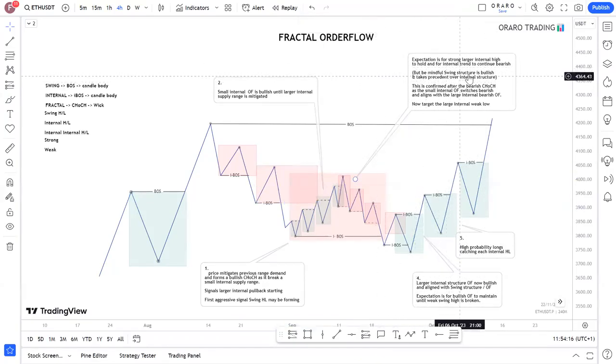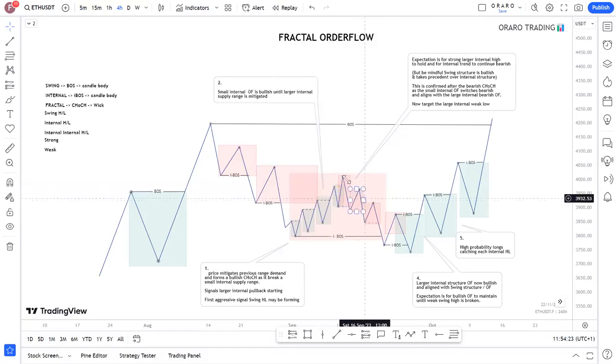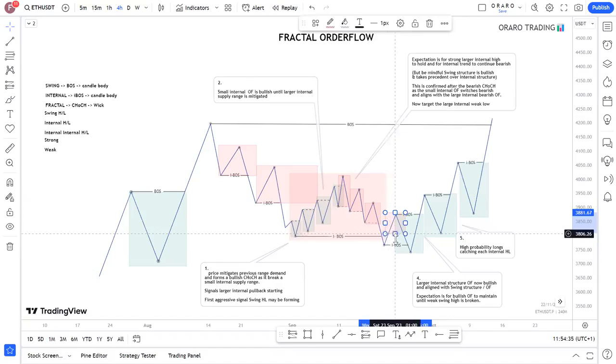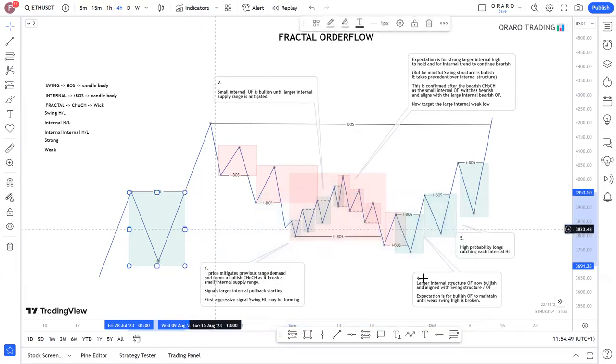But be mindful, swing structure is what? Bullish, and it takes a lot of money for price to continue downward. Then finally, internal structure has switched bullish. So the same thing that happened here will not happen again in this line. Then larger internal structure is now what? Bullish. And it's aligned with what? The swing structure order flow range, the demand zone.